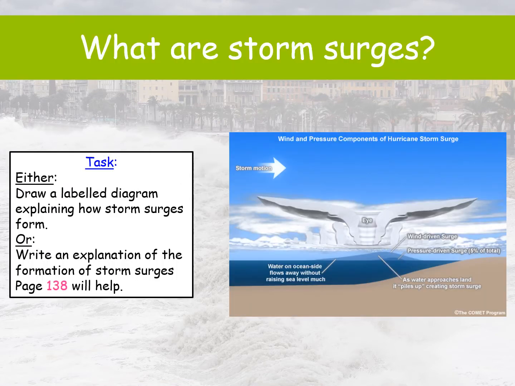Okay, so as we said at the start, one of the aims is to be able to explain how storm surges work. Now, I'll explain that in a bit more detail on the next slide, and I'll go through this diagram in a bit more detail. But once I've done that, your job is going to be to either draw a labeled diagram, this one perhaps with a bit more detail, or write an explanation. And again, page 138 in the textbook should help you there. But let me explain this diagram in a bit more detail for you.